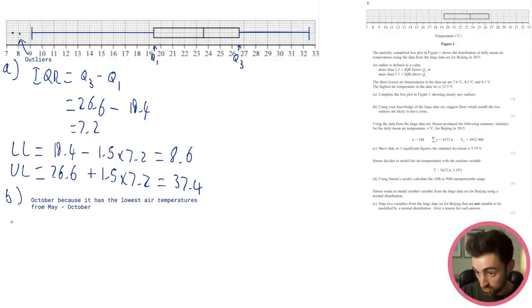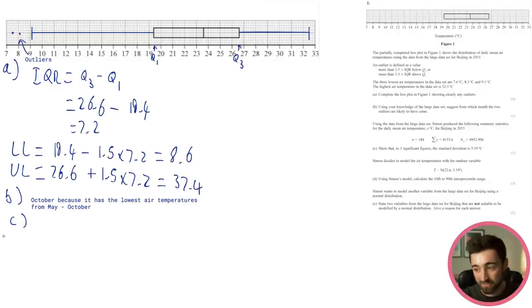Using the data from the large data set, Simon produced the following summary statistics for the daily mean air temperature for Beijing in 2015. So we've got n, we've got Σx, and we've got Sxx. Show that to three significant figures, the standard deviation is 5.19. This is a mark, so act accordingly. Luckily, there is a very simple formula for standard deviation when you have the Sxx.